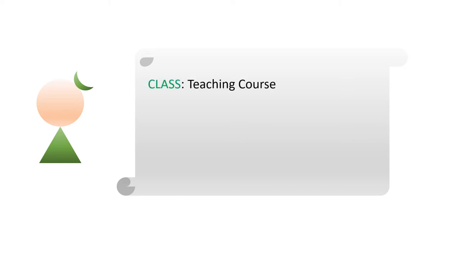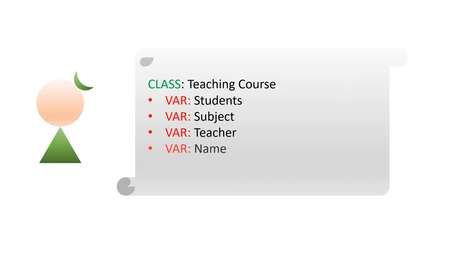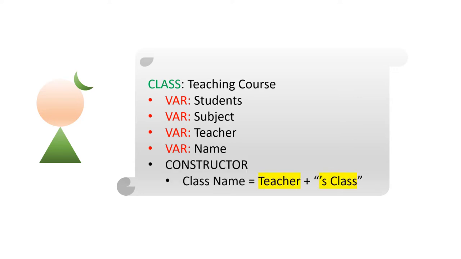Susie decides that she needs to create a class. So she's going to create a blueprint for how this class should work. This class is going to be a teaching course. Contained within this teaching course will be a variable for students, a variable for the subject, a variable for the teacher, and a variable for the name. Also contained within this is a constructor, or a command, that simply states that the class name will be equal to the teacher variable plus a concatenated string, which is "class."